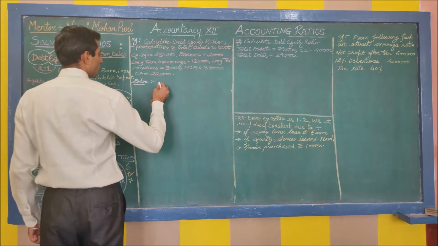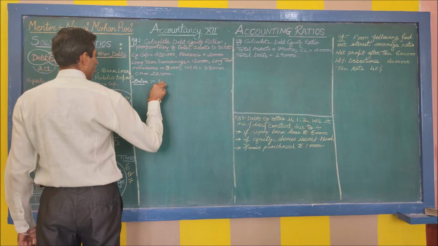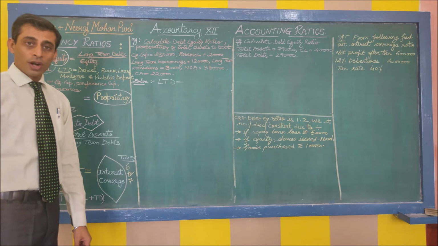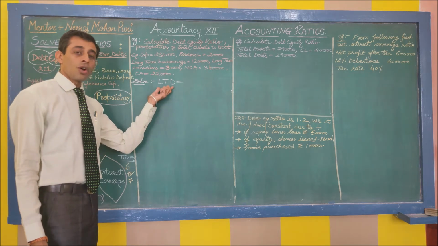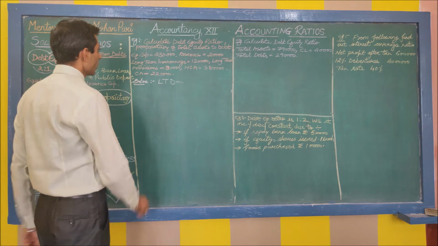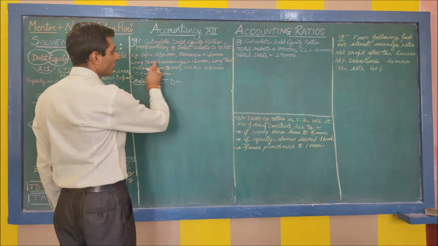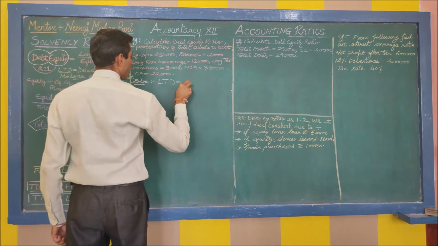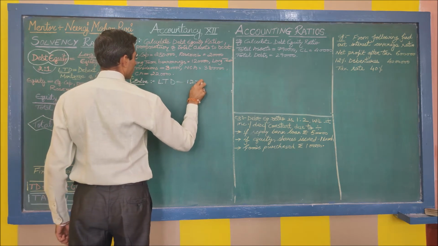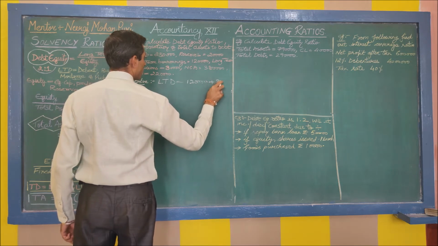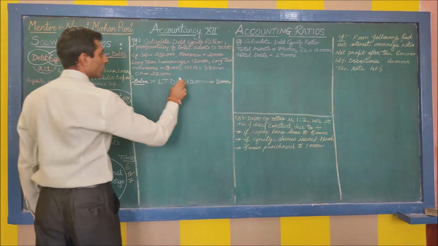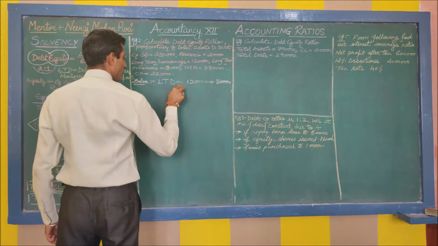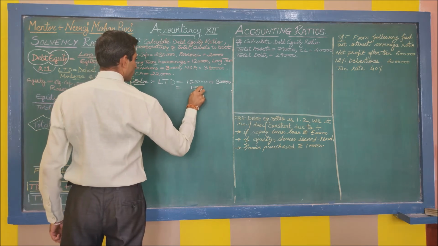Let's calculate their values. First is long-term debts. They are also known as borrowed funds. They are also known as non-current liabilities. For this, long-term borrowings and long-term provisions, 1,20,000 plus 30,000. This includes two items, long-term borrowings and long-term provisions. So this answer is 1,50,000.